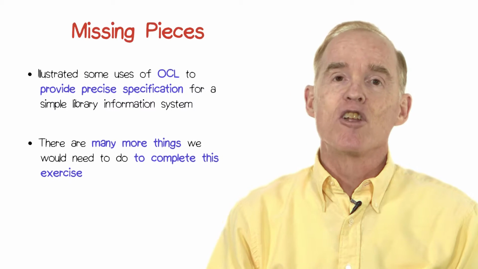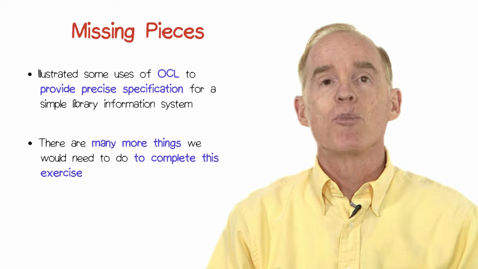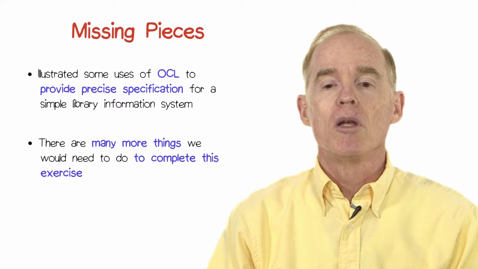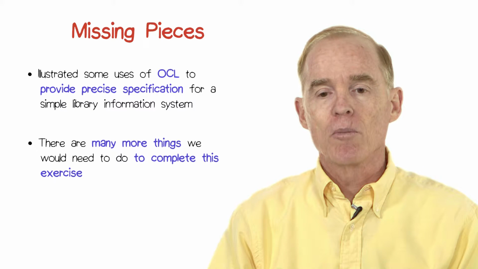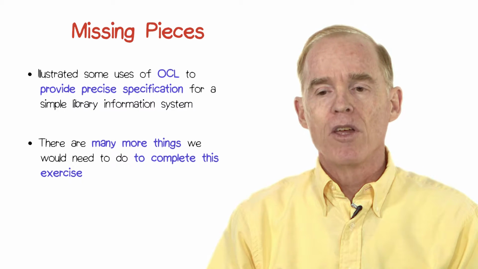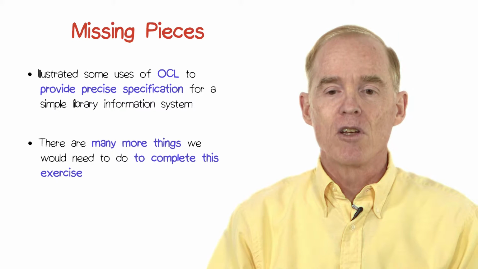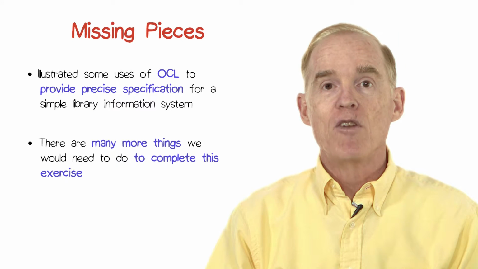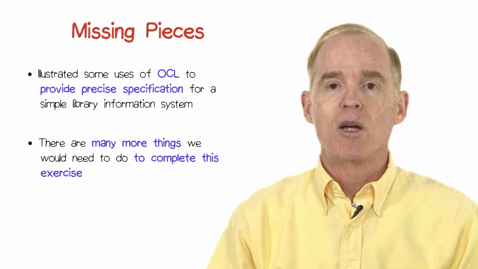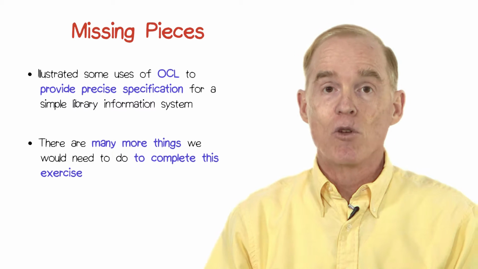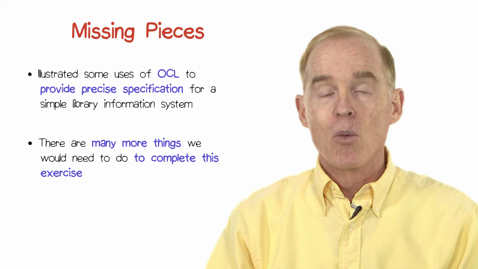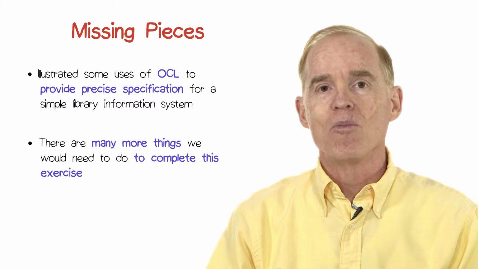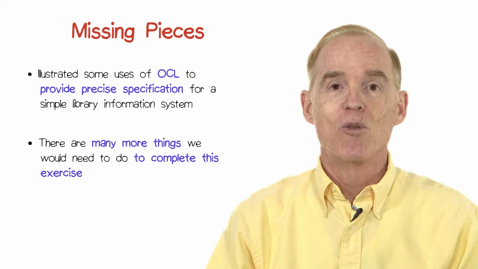This lesson has illustrated some uses of OCL to provide precise specifications for a simple library information system. Even so, there are many more things we would need to do to complete this exercise. We haven't even mentioned some of the other requirements like numbers 1, 3, 8, 10, and 11, which we would need to specify. We haven't, of course, at all in this whole exercise mentioned anything having to do with non-functional requirements.